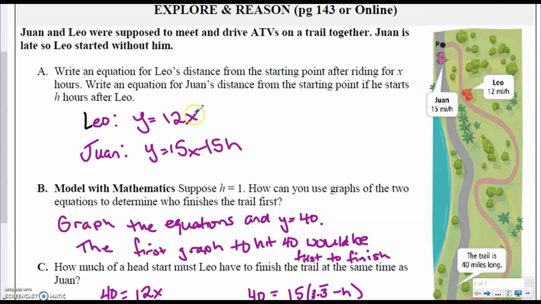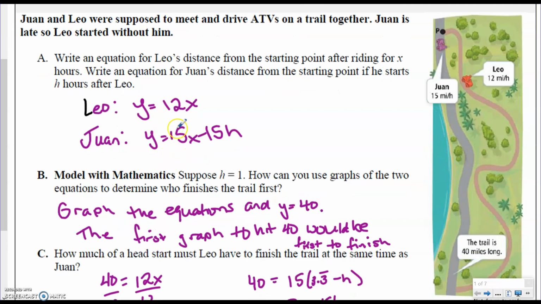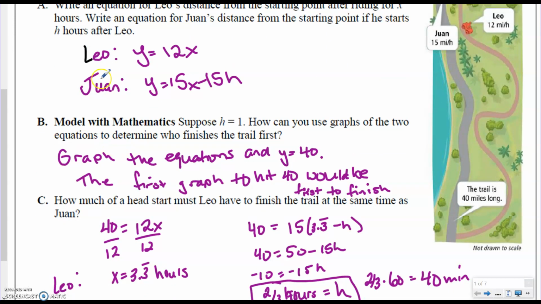Leo is going at 12 miles an hour, so his total distance is going to equal 12 times x, where x is the number of hours. Juan is going at 15 miles an hour, so 15x would give the distance, and then 15 times h would be the number of hours after he starts after Leo. Once you have those, you can graph those equations, and y equals 40, and then the first person to hit 40 would be the first to finish.